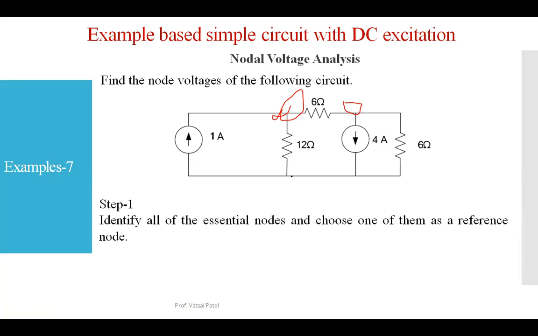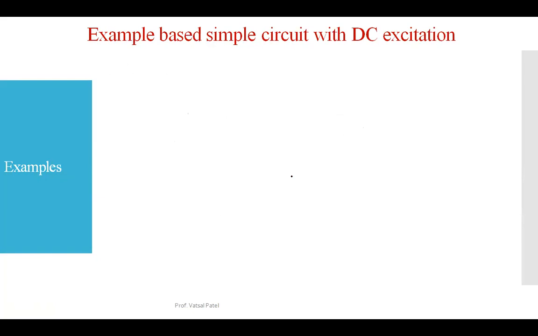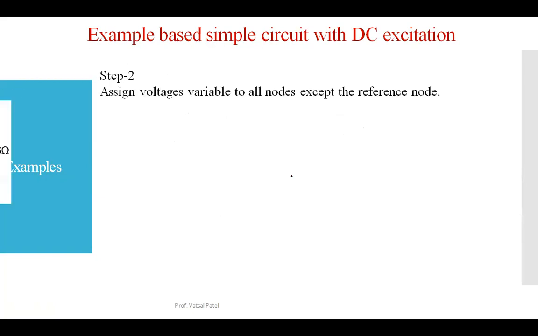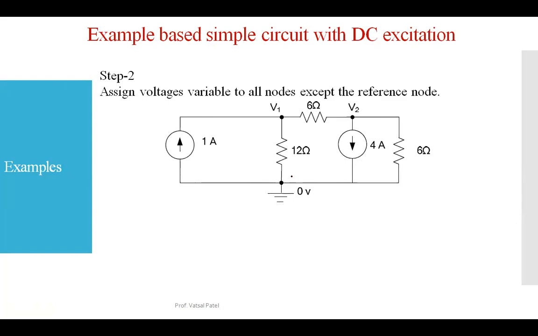So step number one, first of all, identify all the essential node and choose one of the node as a reference node. After selecting the node, we also assign the voltage value, and as it is mentioned here, that is V1 and V2 we assign here. Now, when we apply the KCL, just like our previous analysis, what is our next step? We apply the KCL here for each node, and then after we apply the Ohm's law.